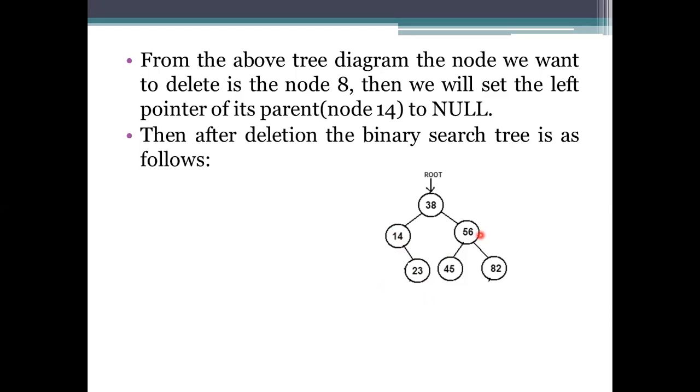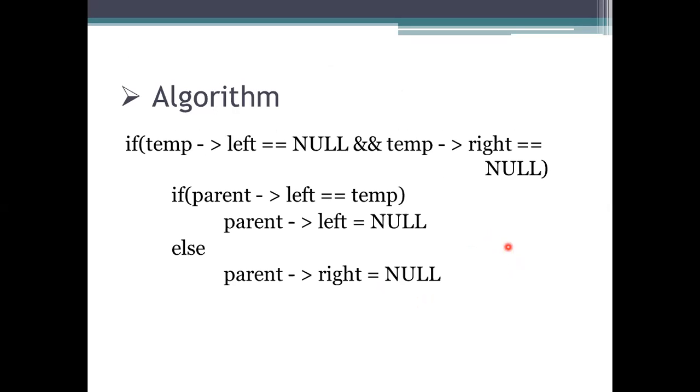Okay, I want to delete the 82 here. So for 82, I need to go to the right pointer of this 56 and make it null. What happens here, this element will be processed. So that is the algorithm. For the parent, the temporary left value or the right value will be taken as null. Means we need to specify where the temporary value resides.